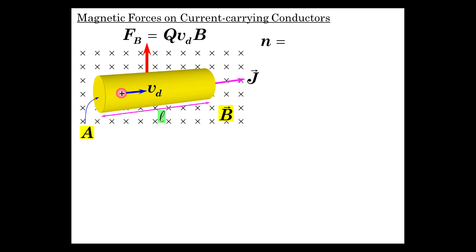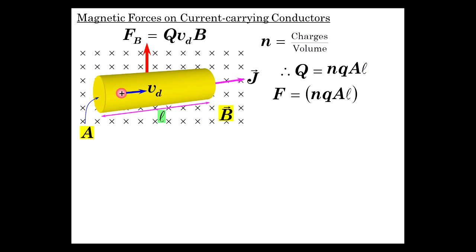Now let's re-examine N, number of charges per volume. Then Q, the amount of charge, is number of charges per volume times the charge times the volume, and the volume is cross-sectional area times L. So the force is NQAL VD times B. I can rearrange that just a little bit. We'll bring the VD in and we'll put the L out. All right, why am I doing that?